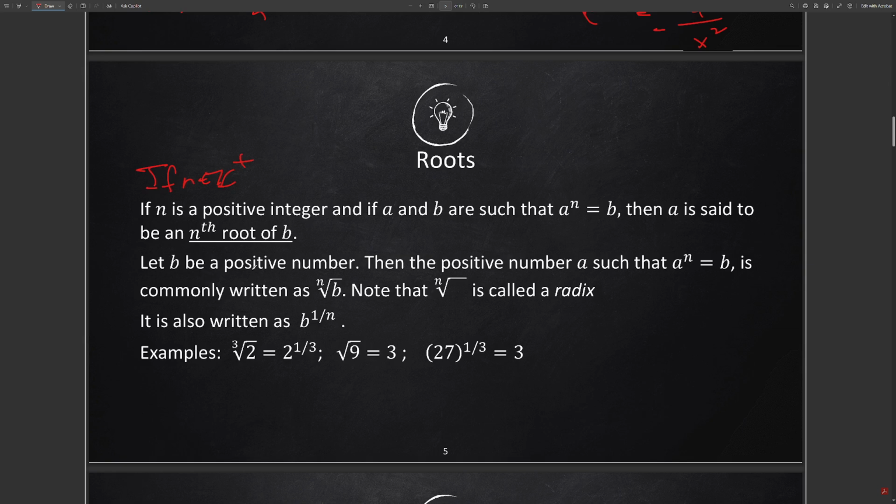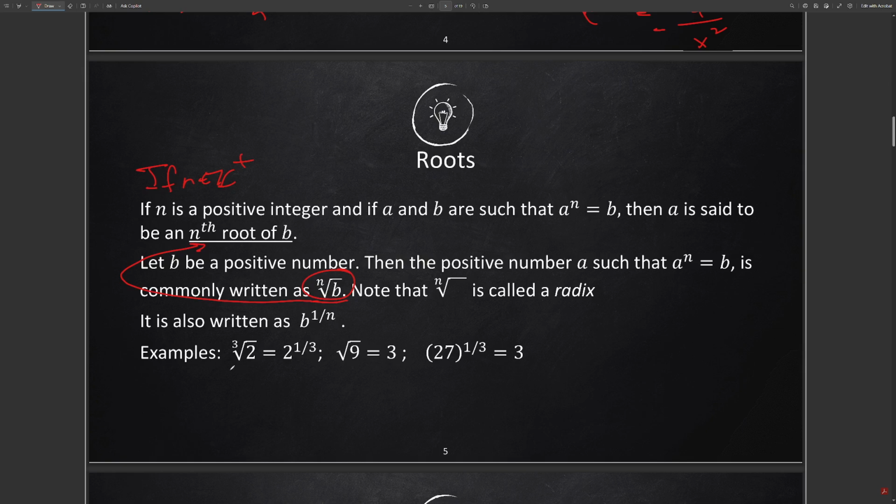Right? Let b be a positive number, and the positive number a such that a to the power of n is equal to b is commonly written as this, right? And this is what we call the nth root of b. This is how we read this. The nth root of b is this thing here. And note that this thing here is called the radix, or radix, right? However you want to pronounce it.